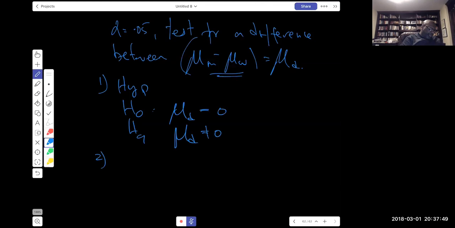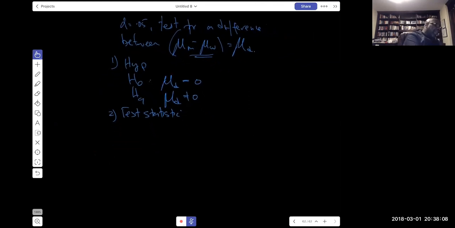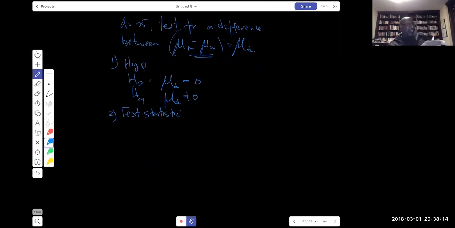Step 2, test statistic. So is this a T or a Z? Because we are testing a hypothesis for a population mean. If you look at our data, first of all, our sample size is small. And do we know the population standard deviation in this case? No, we only know the sample standard deviation, which we calculate from the sample of 12. So since sigma is unknown, we use T.